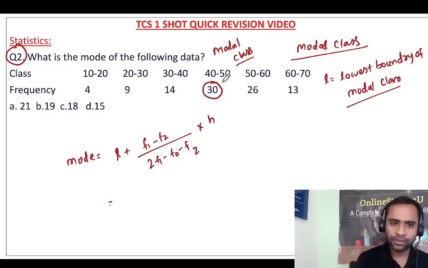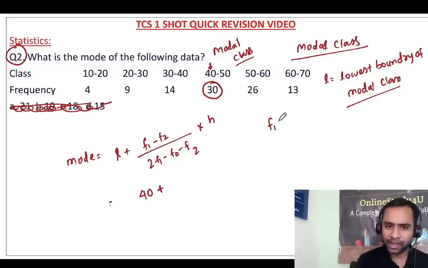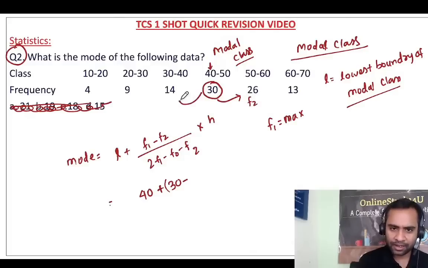Now the options are not correct, so this is carried forward from the last problem, so forget about this option. Now this will become 40. Okay, fine. Then this lower bound is 40. Then f1 is your maximum frequency, so 30 minus what is f2? So f2 will be the post one, and this will be the pre one, which is f0. So f2 will be 26.